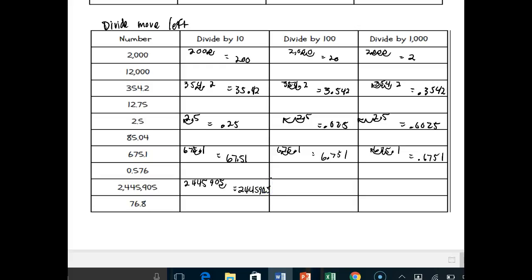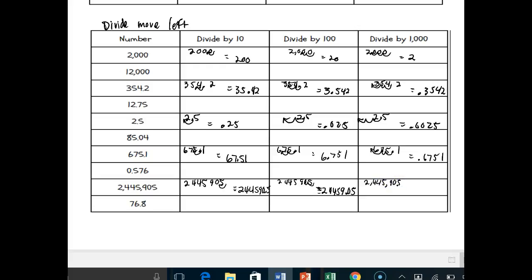590.5. Sorry, I ran out of space there. So 244,590.5. 2,445,905 divided by 100, once, twice, equals 24,459.05, and then you should hopefully be picking up on the pattern by now.